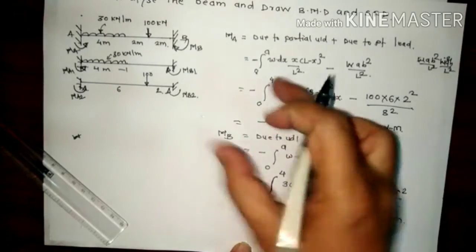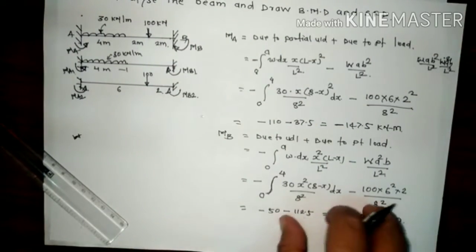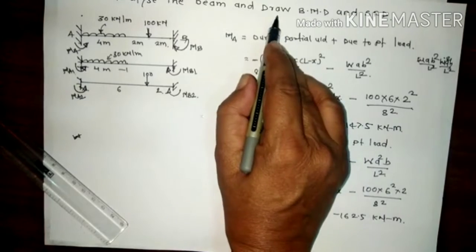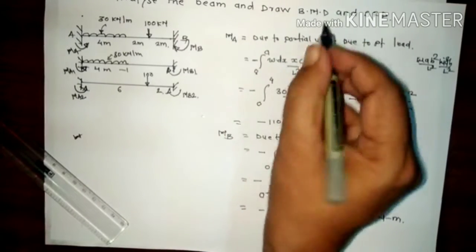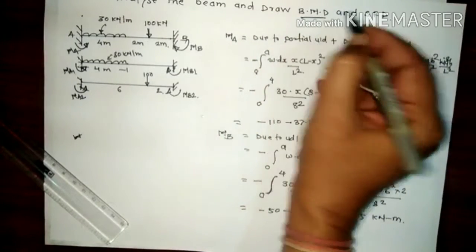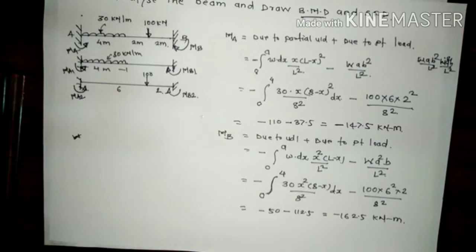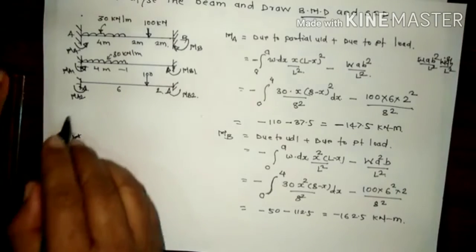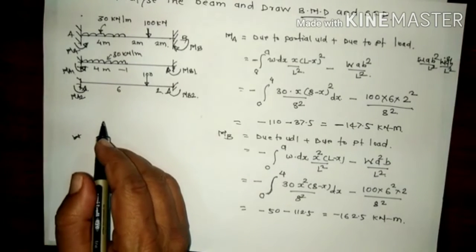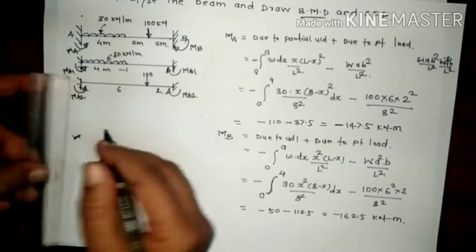Okay, we got the fixed end moments now. Now our aim is to draw the BMD and the SFD. Now for the BMD we have to draw the free BMD first. For the free BMD again we require the reactions. So free BMD means removing the fixed end moments.